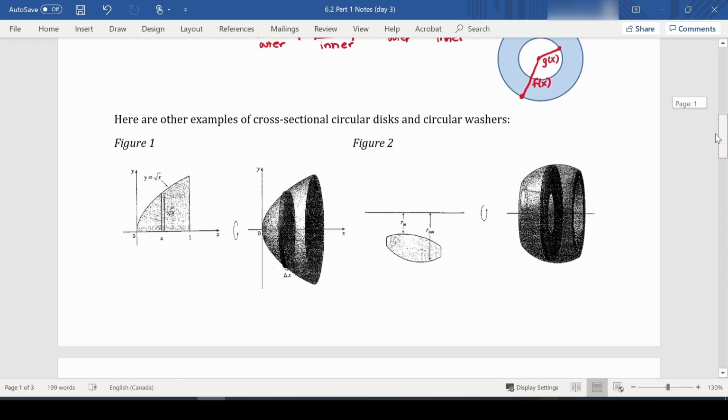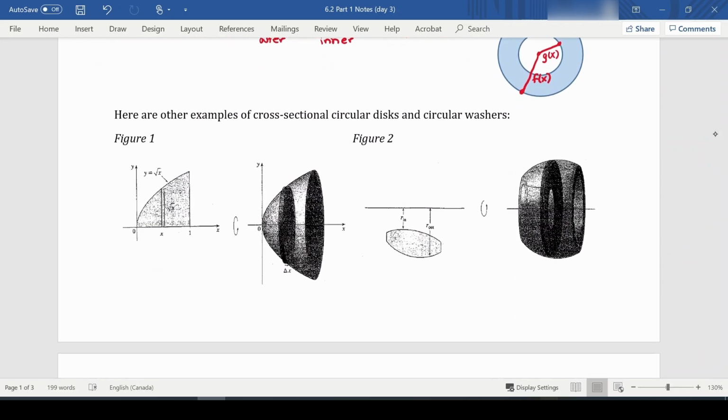So here are some other pictures of circular discs and washers. They do not have to be straight lines. For example, this one is the function y equals square root of x. When we rotate it, it's going to form this lovely looking object here. And we can see that when we have a cross section in the middle, that is still a disc, a filled in circle. This one here is two different functions. When we rotate it, it's going to form this lovely looking guy here.